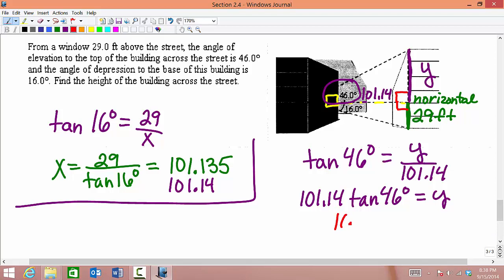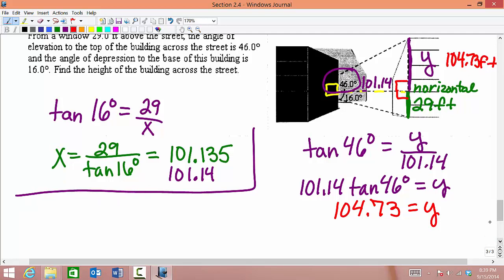And I get a y value of 104.73. I'm going to round to the nearest hundredth. So now I know that the top part of our building, from the horizontal all the way to the top, would be 104.73 feet. Now what is the height of the entire building across the street?